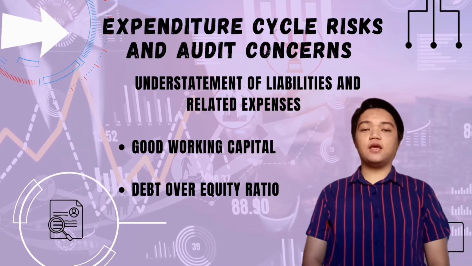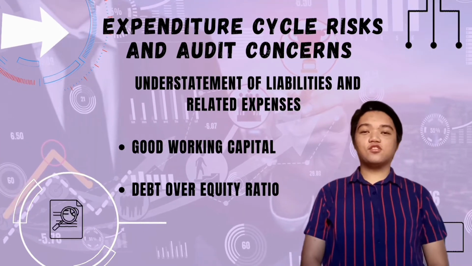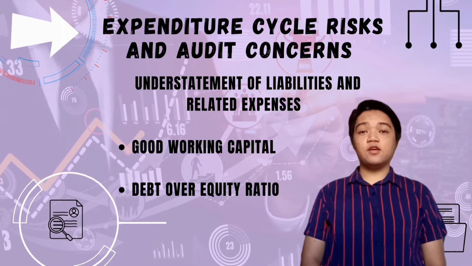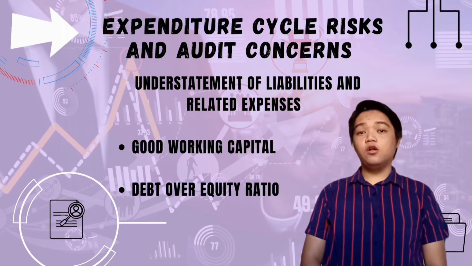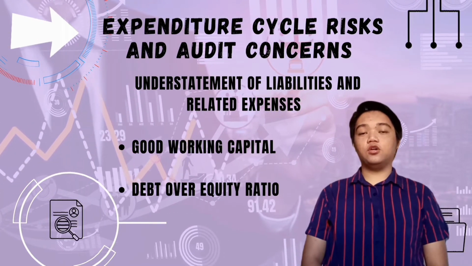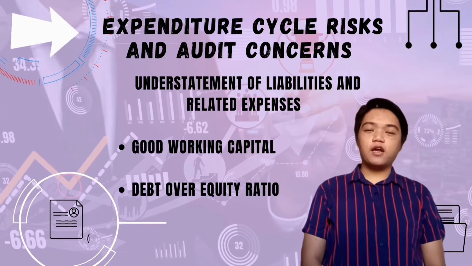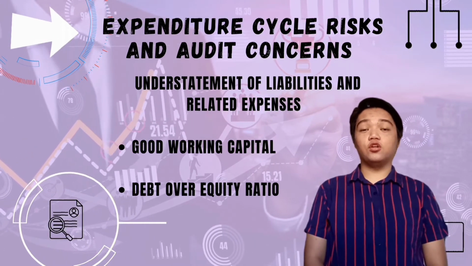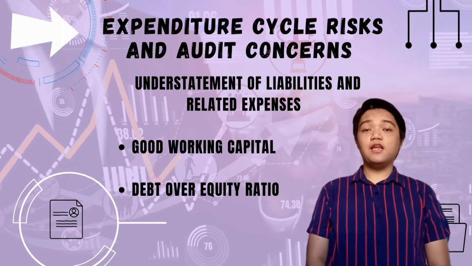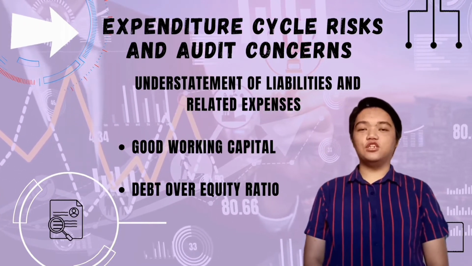of material items. One audit concern here is that companies tend to present that they have good working capital or debt over equity ratio, but in fact, they are not in good condition. Isa ito sa mga areas na dapat bigyan ng atensyon ng auditor because of the intention of the management to present it in the best condition.